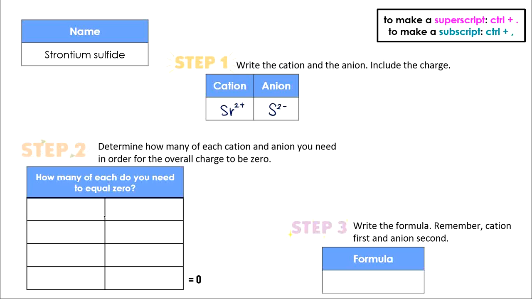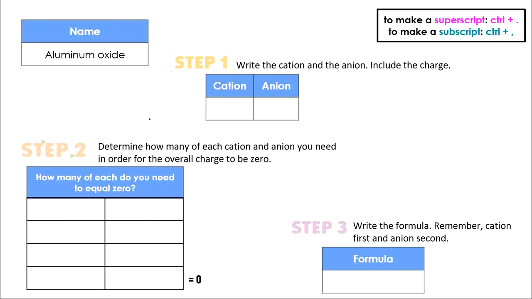So step 2, how many of each do I need to equal 0? So I'm going to write the cation and anion here. Well, these charges match up, right? So it's +2 minus 2 is equal to 0. I don't need any more of each ion, so I'm going to write SrS. I don't need a subscript because I only needed 1 of each, and so I don't need to represent that by using the 1 subscript.